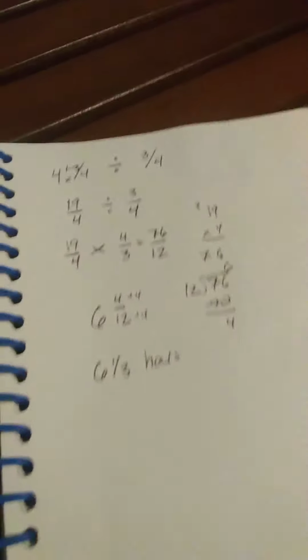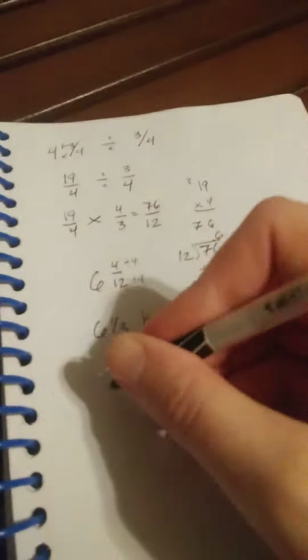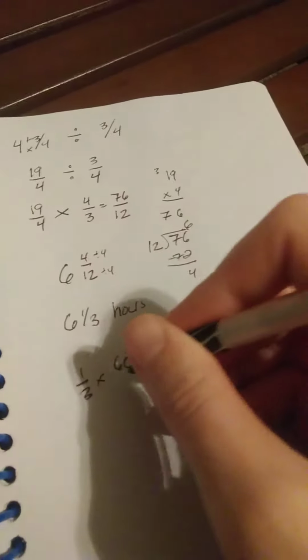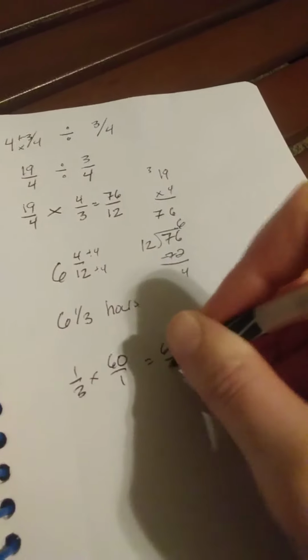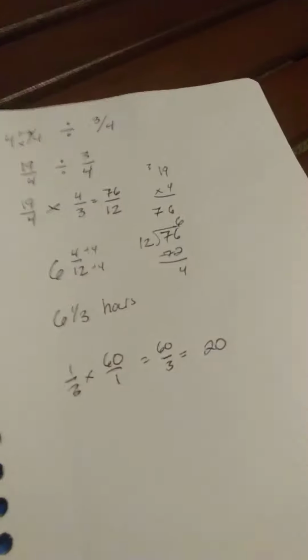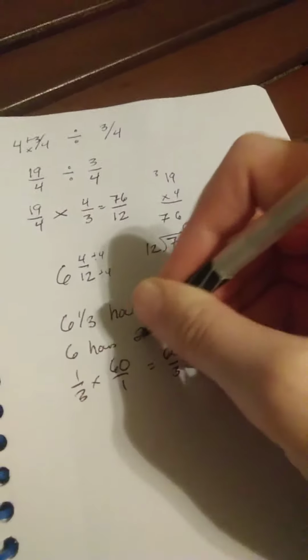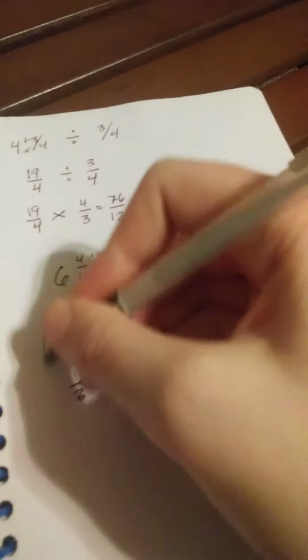hours in total. If you want to change that to minutes, we know there's 60 minutes per hour. 1/3 of 60, 60 divided by 3 is 20, so 6 1/3 hours, or you could say 6 hours and 20 minutes.